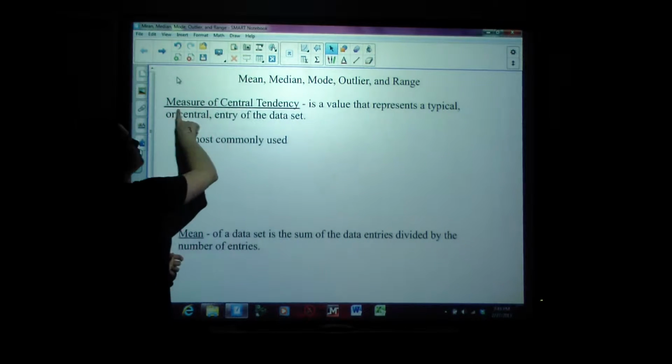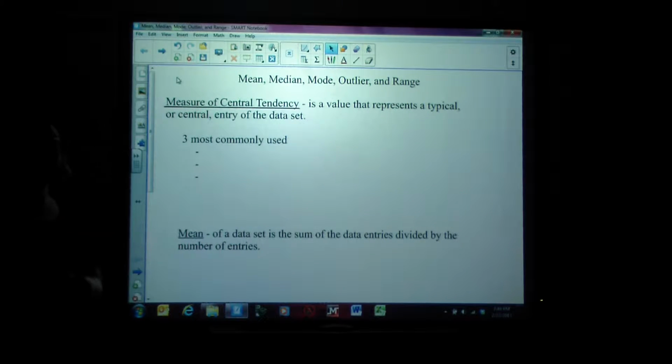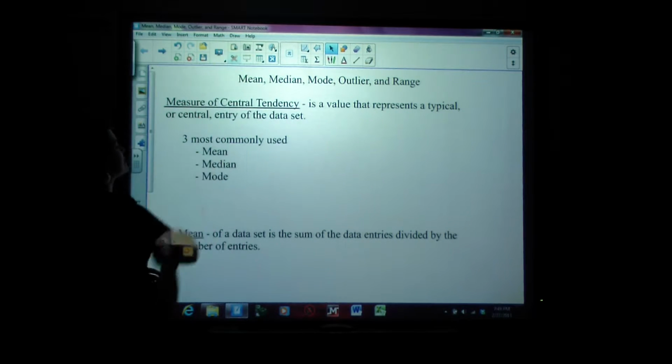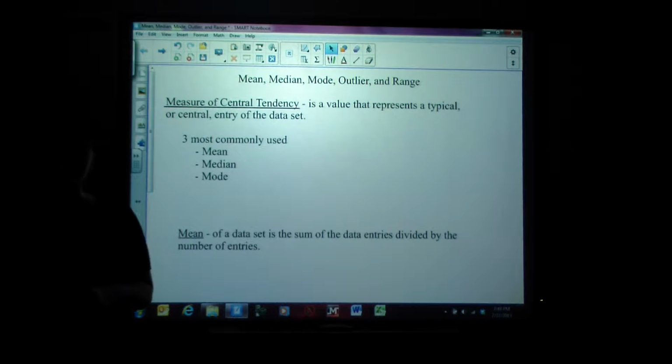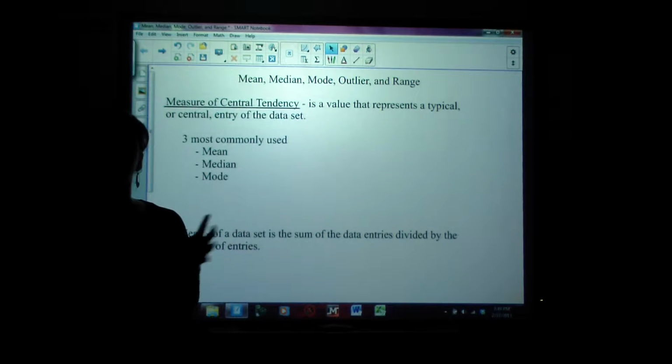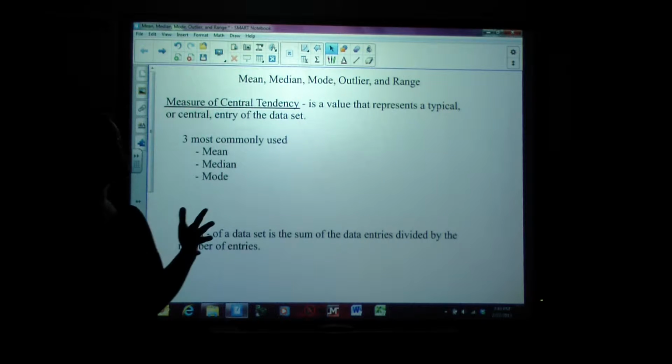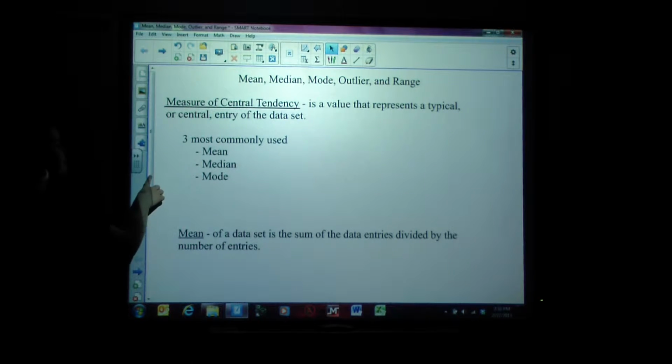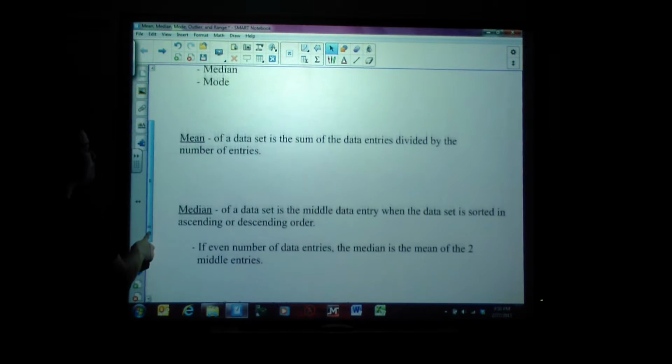Those are actually called measures of central tendency because they are values that represent typical or central entries in a data set. And the three most commonly used are the ones I just discussed: mean, median, and mode. So they are all measures of central tendency, the middles, what's typically happening. So let's discuss what they are and how to find them.